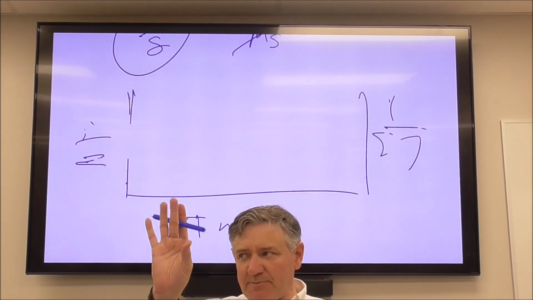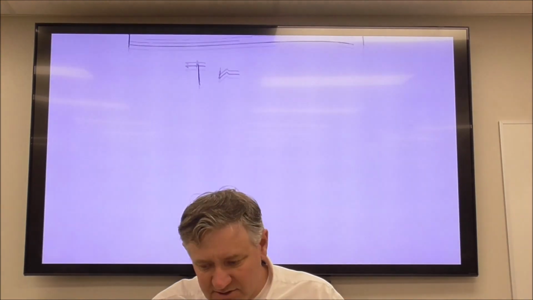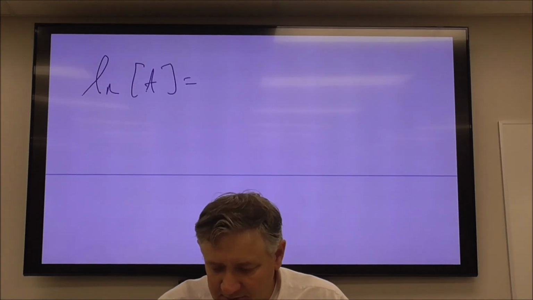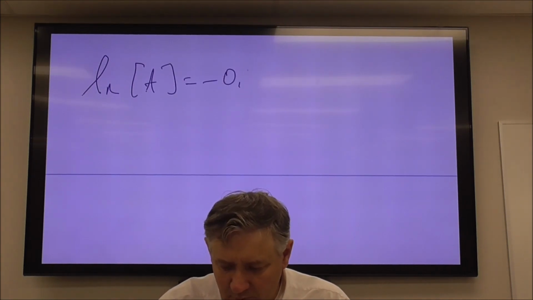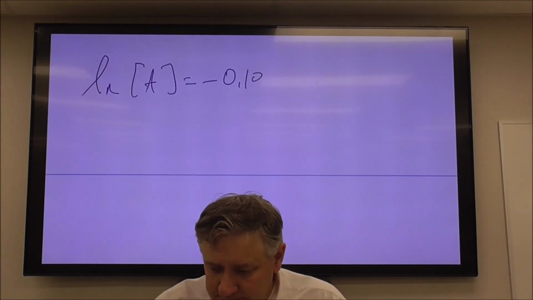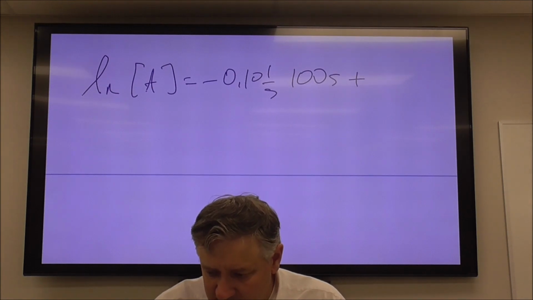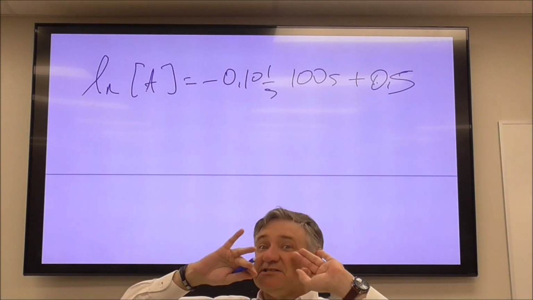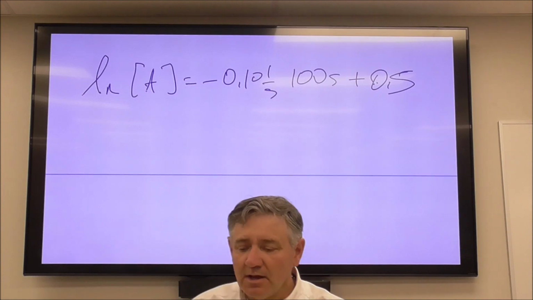Now, let's just say hypothetically it's a first order reaction. I want to make sure everybody's cool with the math. You have the natural log of A, and I'm just going to make up a number, and let's say the k is negative 0.10 1 over seconds, and then you're going to have 100 seconds, and let's say the natural log of A naught is 0.5. I'm just making up the numbers. Literally, I just completely made up these numbers.